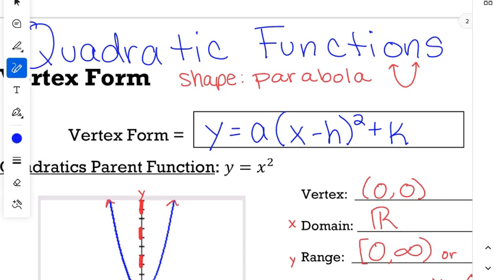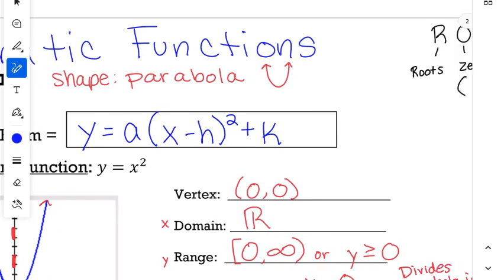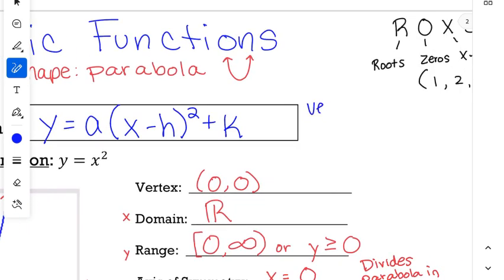And so just like with absolute value, a tells you your stretch and compression, and then h and k tell you your vertex. So I'm going to write that over here. Vertex is h, comma, k. So you can get it directly from the equation. Notice that it says minus h in the parentheses, but in our vertex it just says h. Because remember, it's the crazy x. It does the opposite.